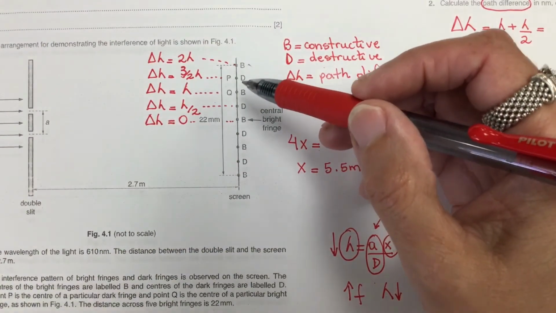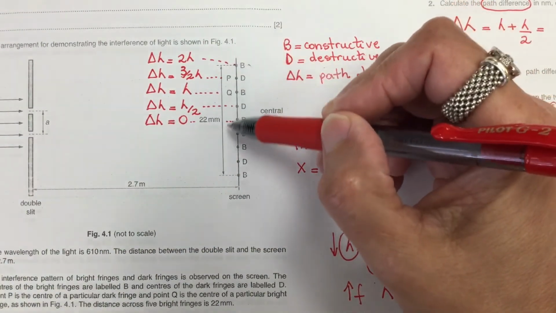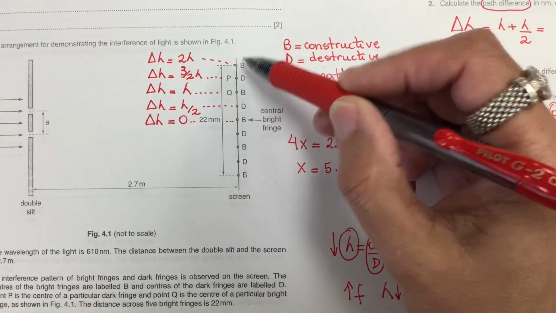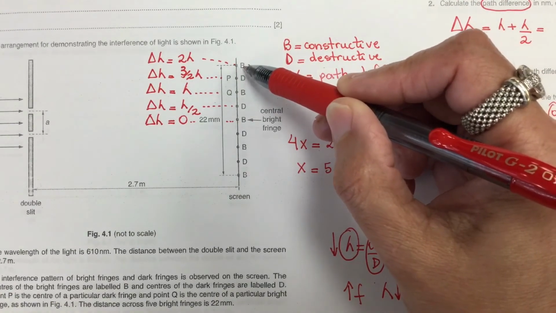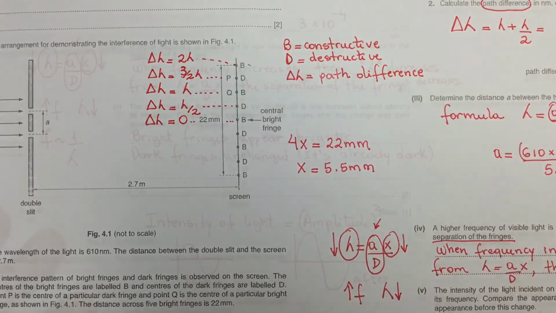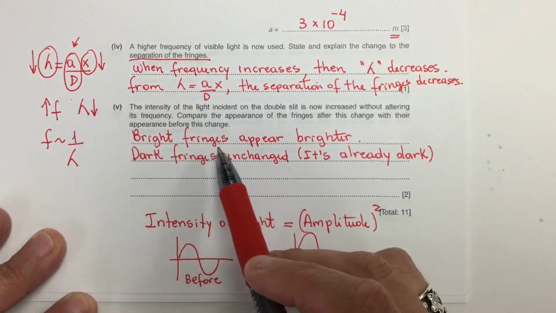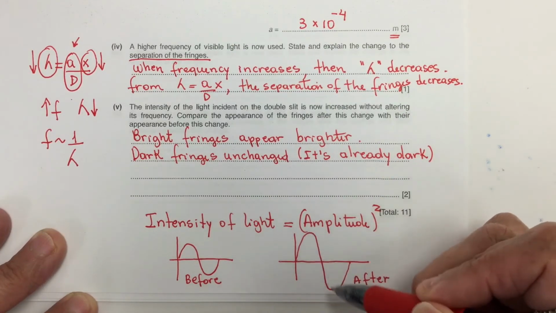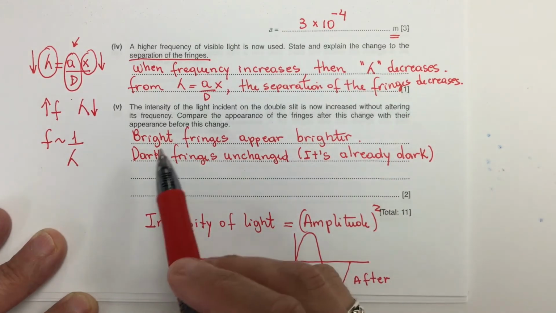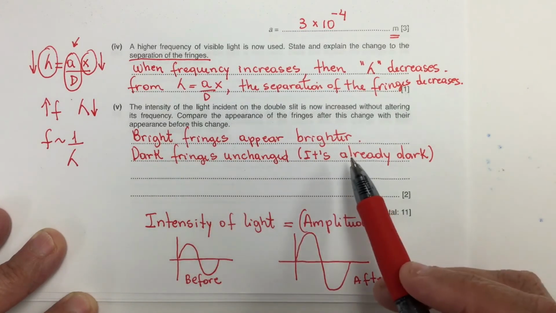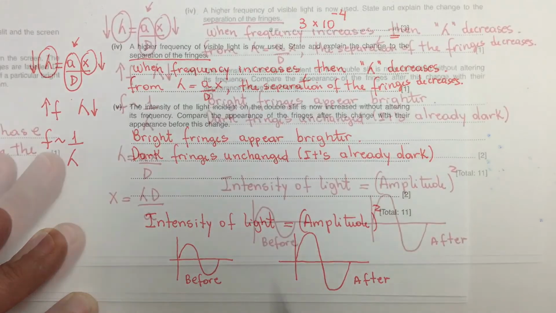So this question is asking how the appearance of the fringes will change, how it affects the bright and dark fringes on this screen. Bright fringes appear brighter because now the amplitude is taller, and dark fringes will be unchanged because they are already dark.